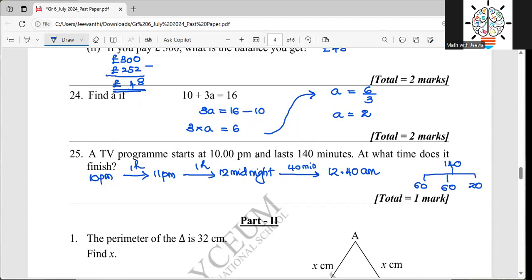12:40 a.m. 140 minutes I segregated into portions: 60 minutes, 60 minutes, 20 minutes. 60 minutes means 1 hour, another 60 minutes means 1 hour. So then the remainder is 20 minutes, so it should be, oh, sorry, I made a mistake here. Why did I take this as 40? It should be 20 minutes, so 12:20 a.m. Right? So 12:20 a.m. So that is the end of part A.